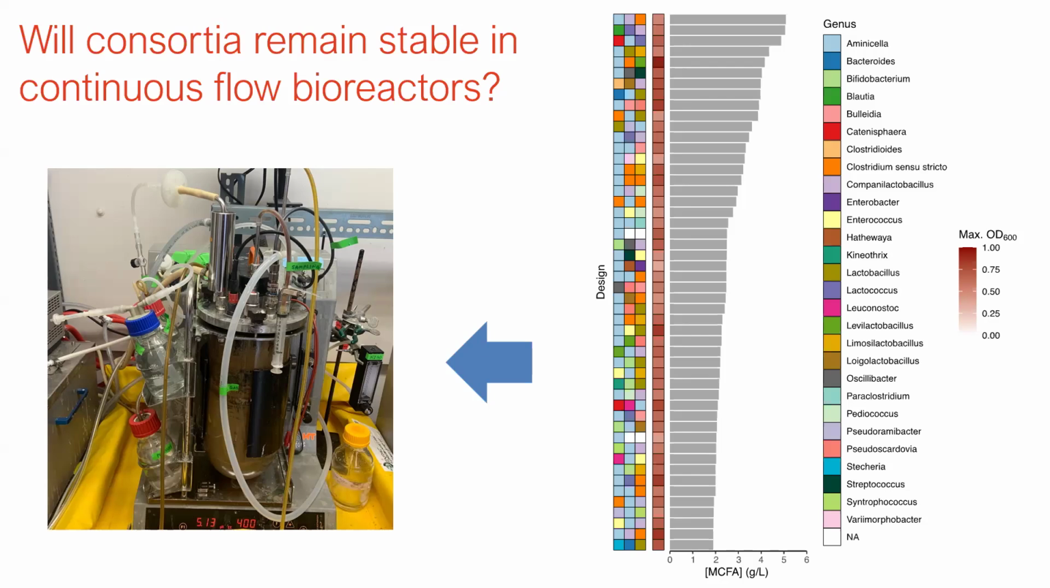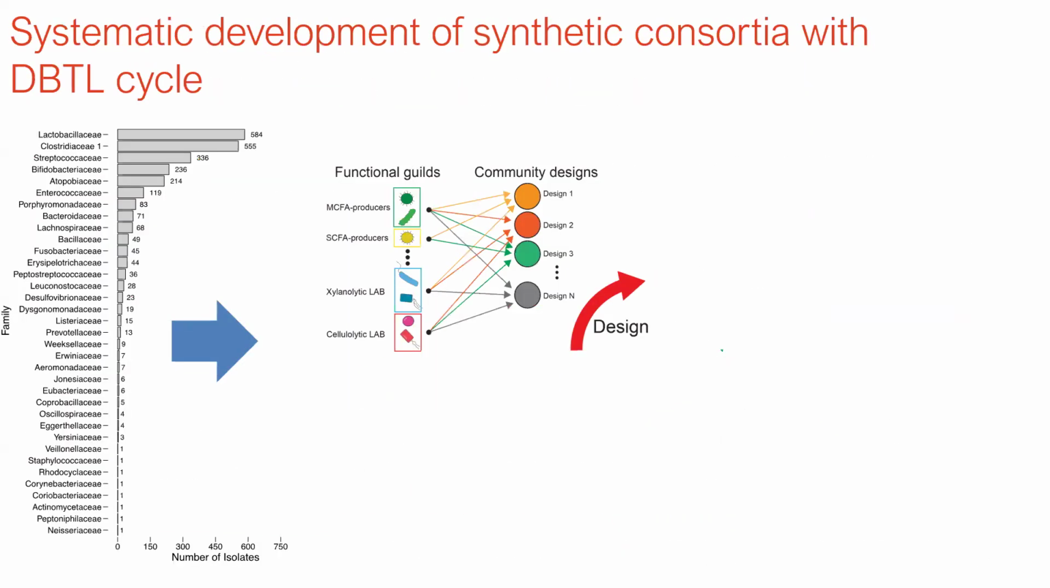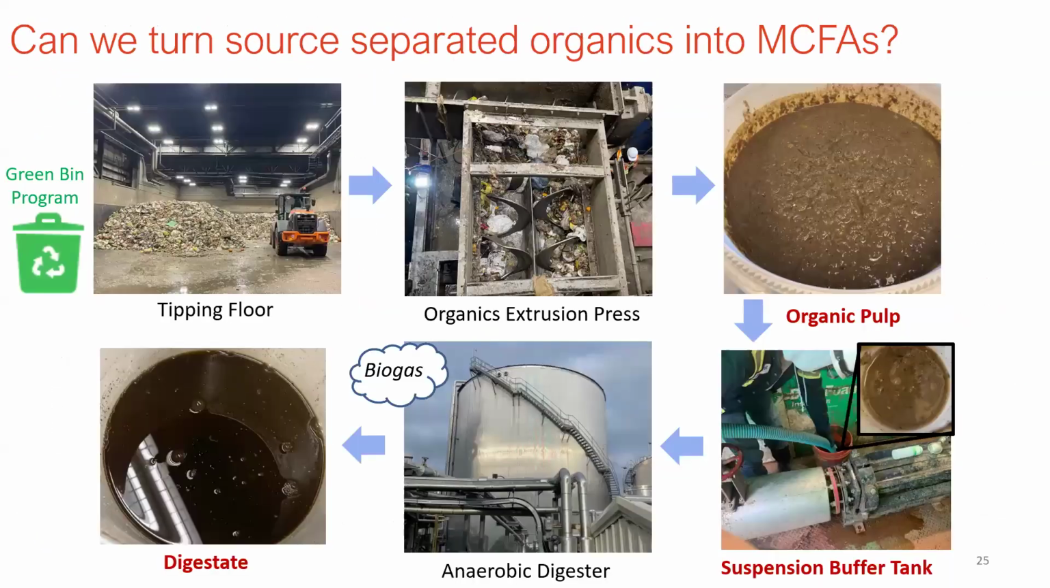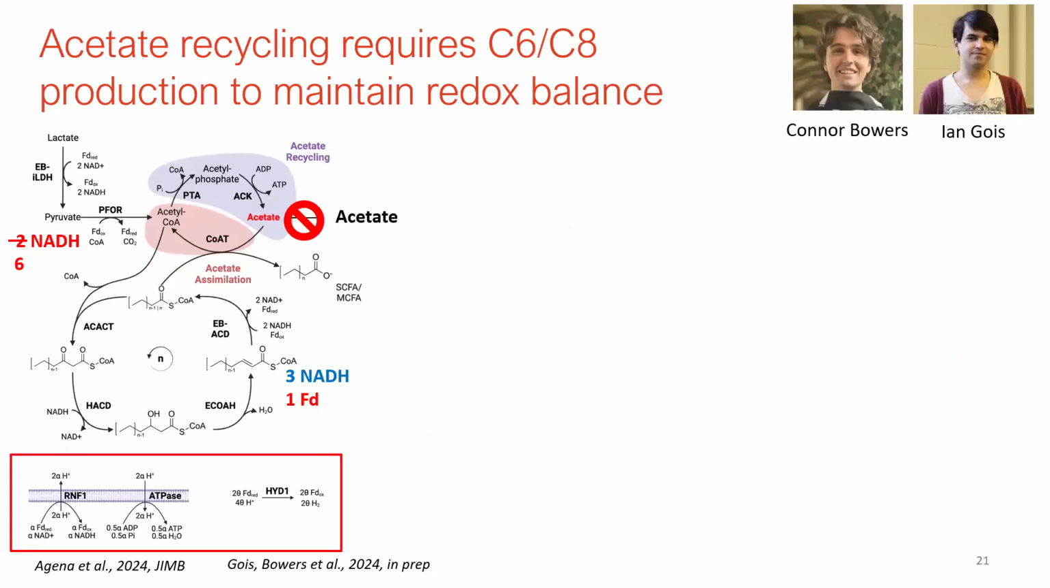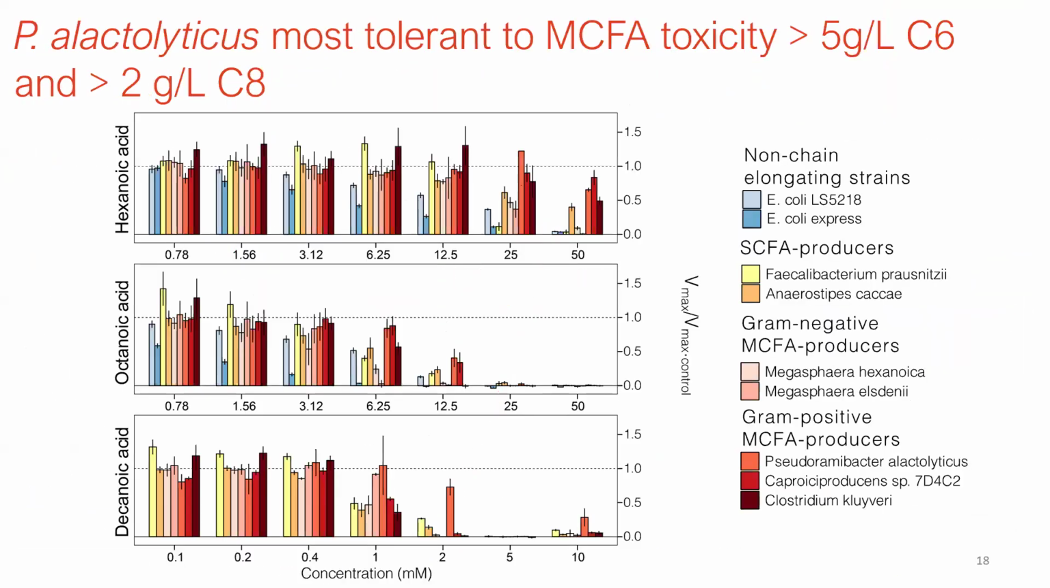On the technical side, one of the main challenges, which I think this plot shows and is the biggest one, is that MCFAs are really toxic. If we want to make C10 to C12 fatty acids, we've shown in another paper that it's technically very feasible from a thermodynamic perspective and should work, but they seem to be even more toxic than the C6 and C8. To deal with this, I think there are bioreactor innovations that can happen.